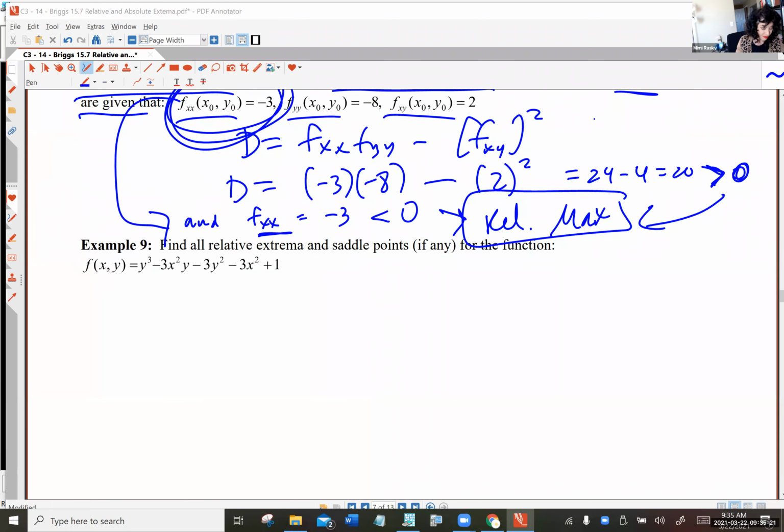Okay. So here's another function. Are there any extrema or saddle points? Or maybe both. Cool. Okay.